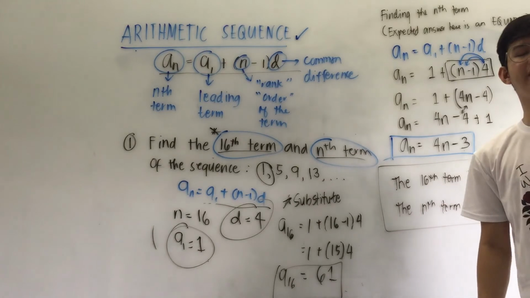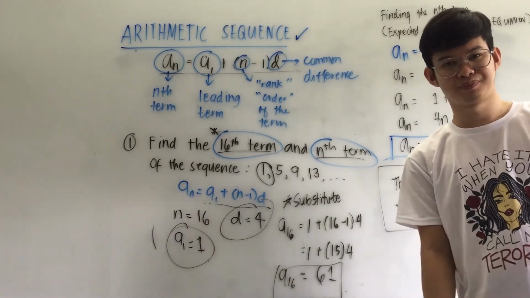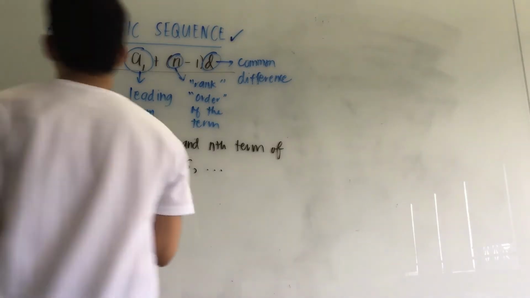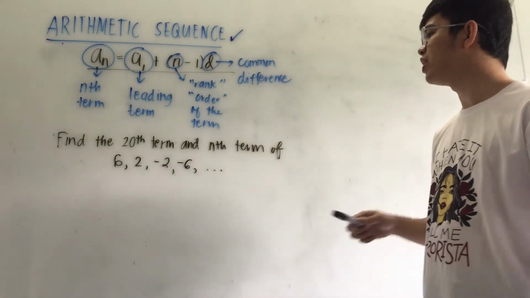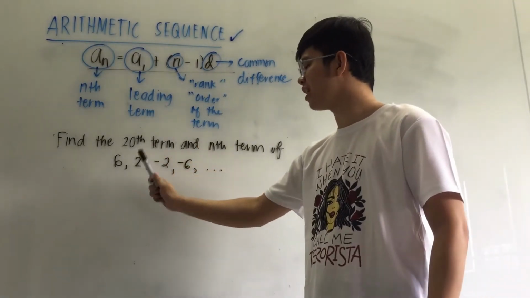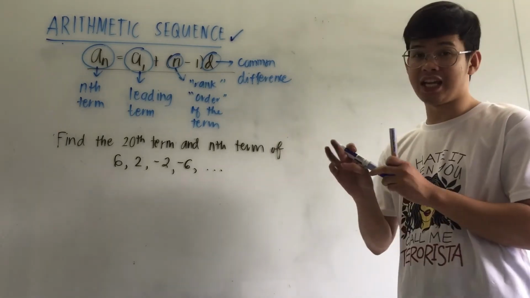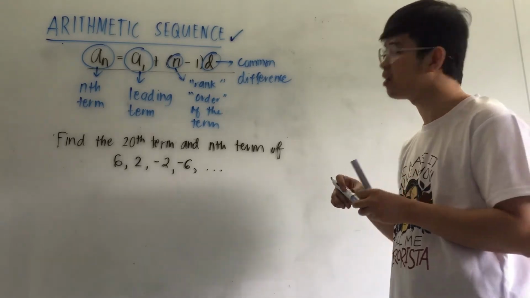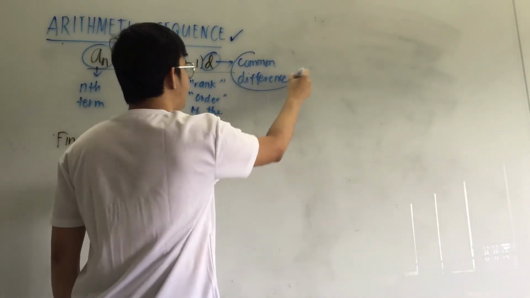Okay? But we will be discussing another example. Okay, so we have here the next example, which is find the 20th term and the nth term of 6, 2, negative 2, negative 6, etc. Okay, now, first things first, investigate if the sequence is really arithmetic. So how do you do that? Again, find if there is a presence of a common difference.